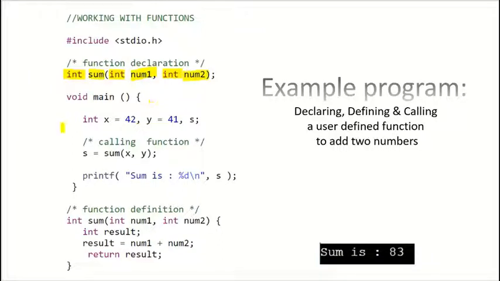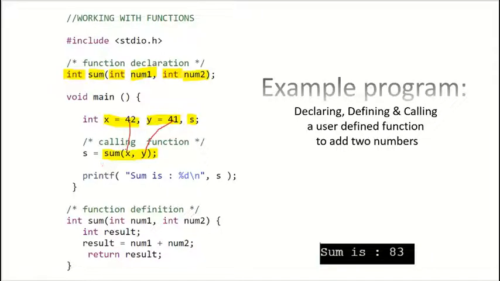In the main function, I have two variables x and y having values 42 and 41. S is another variable to get the result of the function. So this is calling the function sum of x comma y. That means I am passing the values 42 and 41 to the function sum.